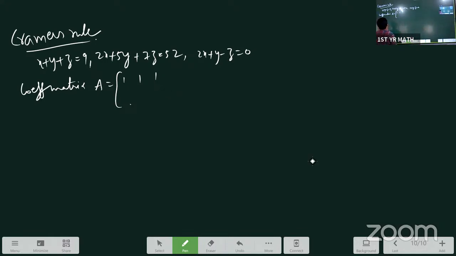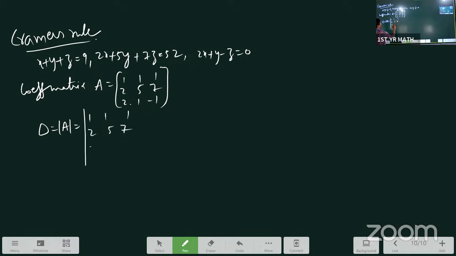Your first equation is nothing but the first row, the second equation is 2 5 7, and the third equation is 2 1 minus 1. This is your coefficient matrix. Now I am going to find delta, which is the determinant of A, that is the determinant of 1 1 1, 2 5 7, 2 1 minus 1. Delta means the determinant of your coefficient matrix.